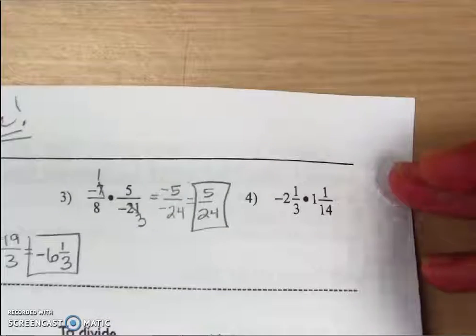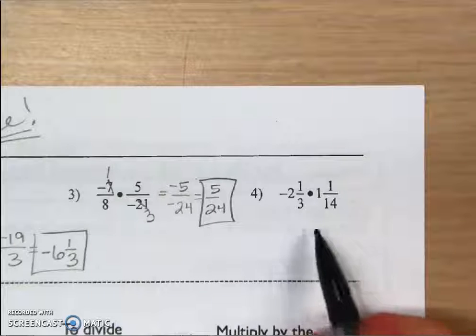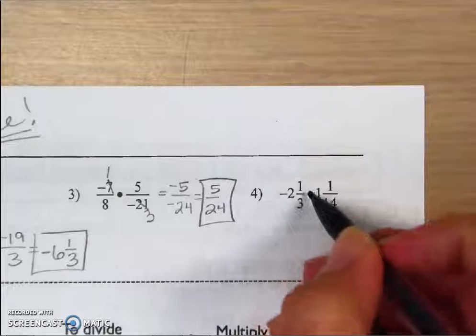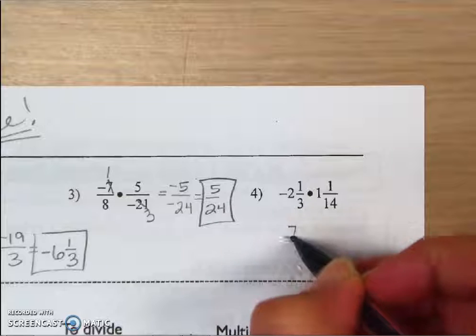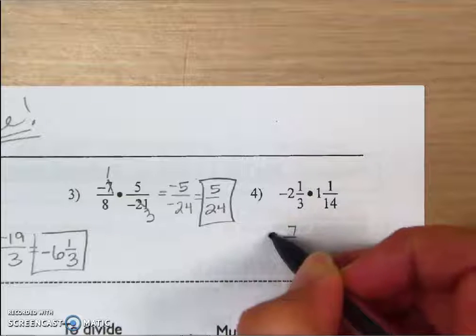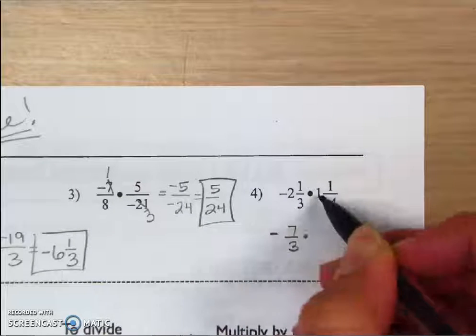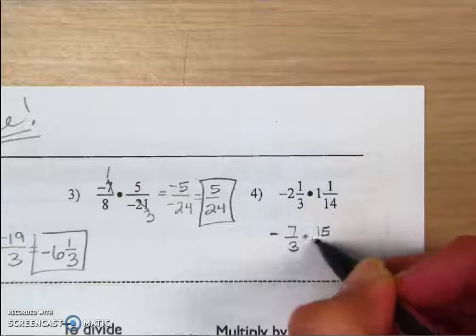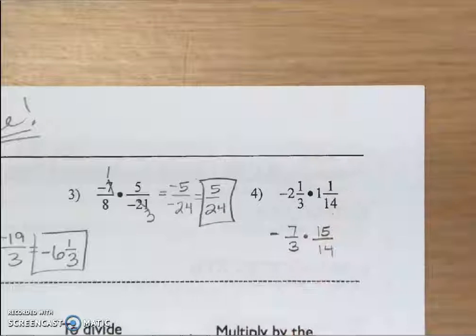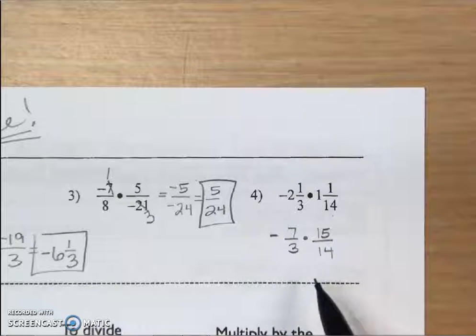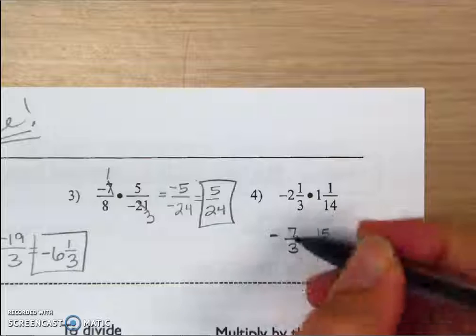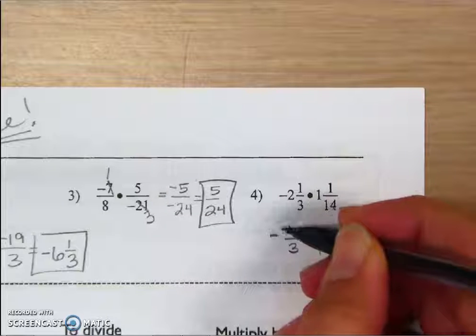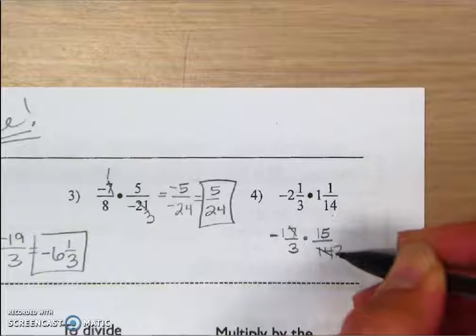Number 4. Here we go. Mixed numbers. All right, big by the bottom, add the top. 2 times 3 is 6, plus 1 more is 7 over 3, and that had a negative on it. Times 1 times 14 is 14, plus that 1 is 15 over 14. All right, so there we are. Let's cross reduce. 7 and 14 can be reduced by 7. That would go in once. And over here we're going twice.